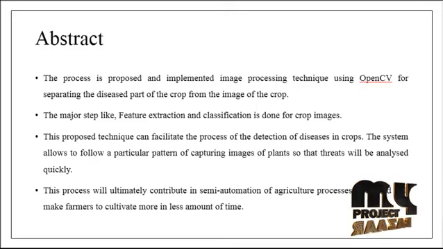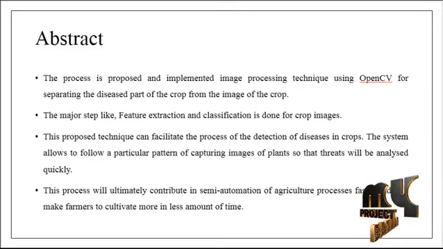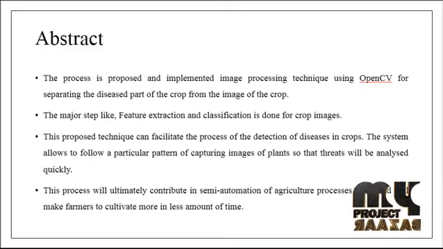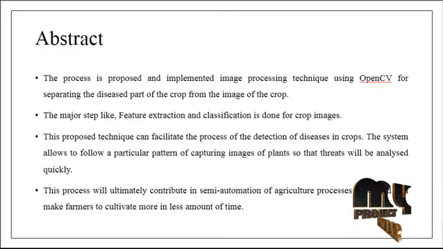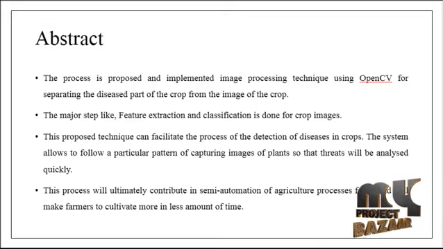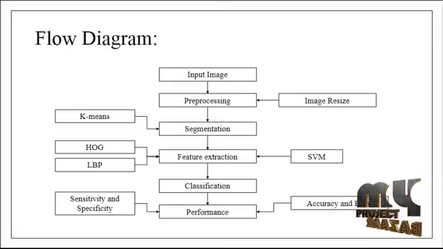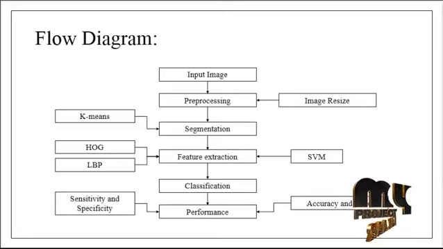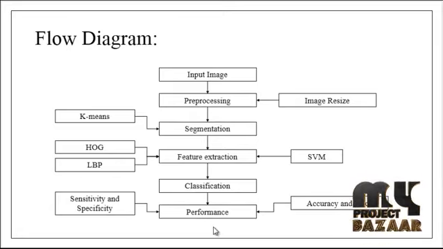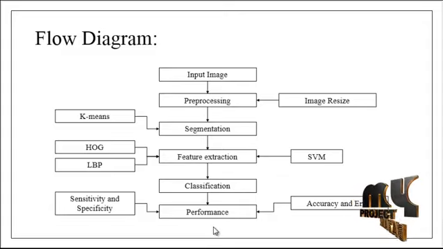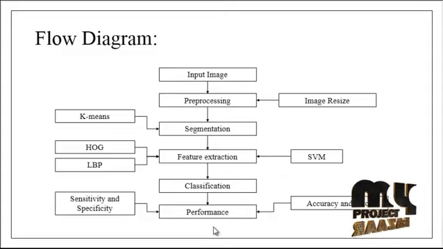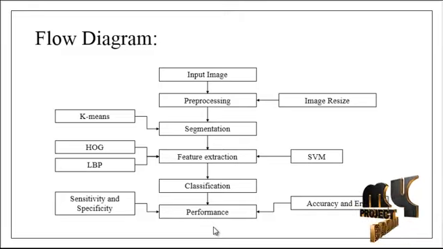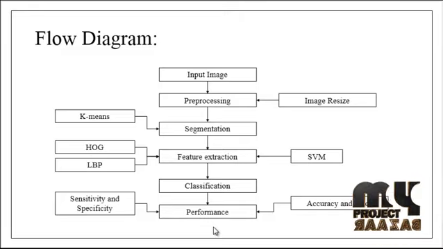In the final stage of the process, we are going to evaluate the performance parameters, using accuracy to estimate whether the classifier is working fine or not. Now we are going to discuss the flow diagram of the process. This is the overall working flow of this process. The working flow consists of the modules: input, pre-process, segmentation, feature extraction, classification, and finally performance estimation.